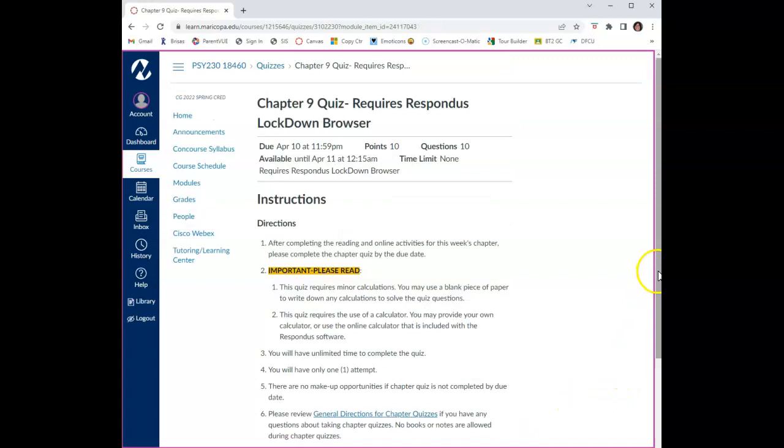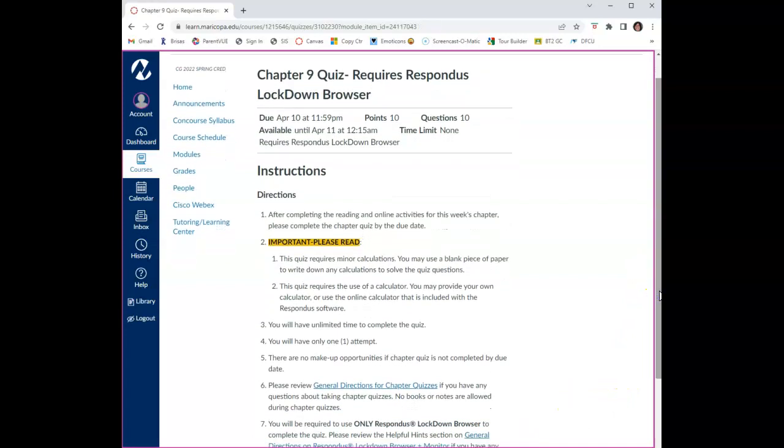And the last assignment will be the chapter quiz. This quiz may require simple calculations and the use of a calculator. Please make sure to complete the reading and online activities for this week's chapter before taking the quiz.